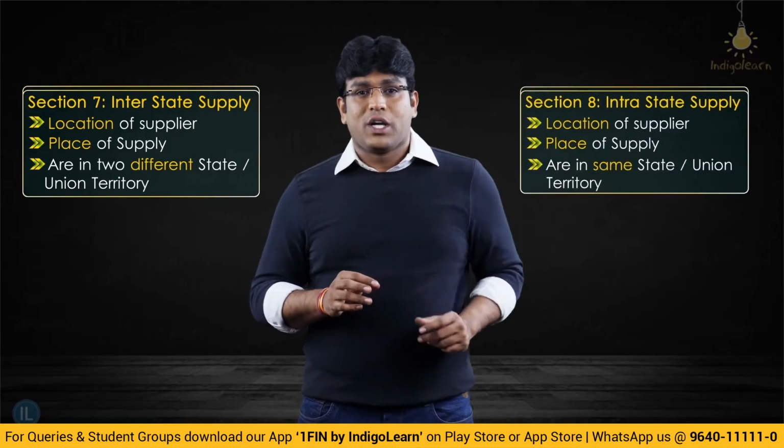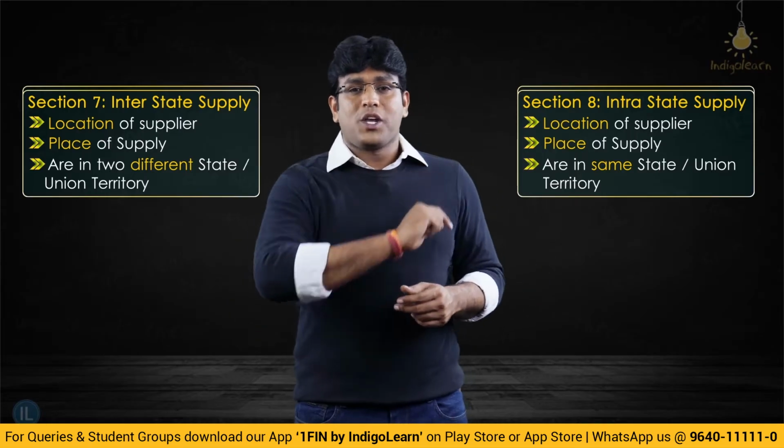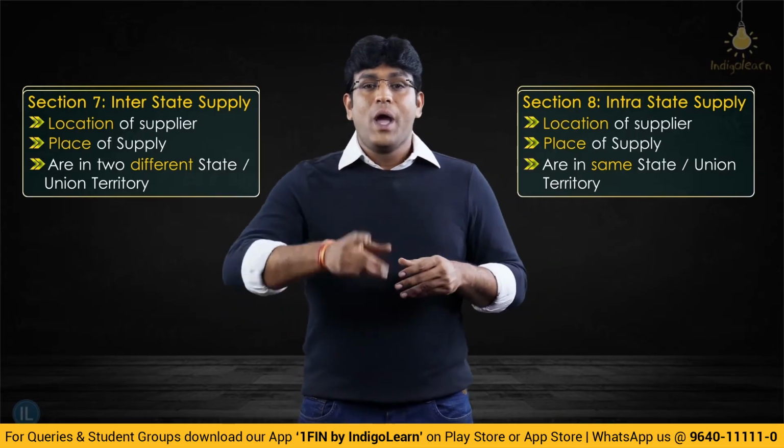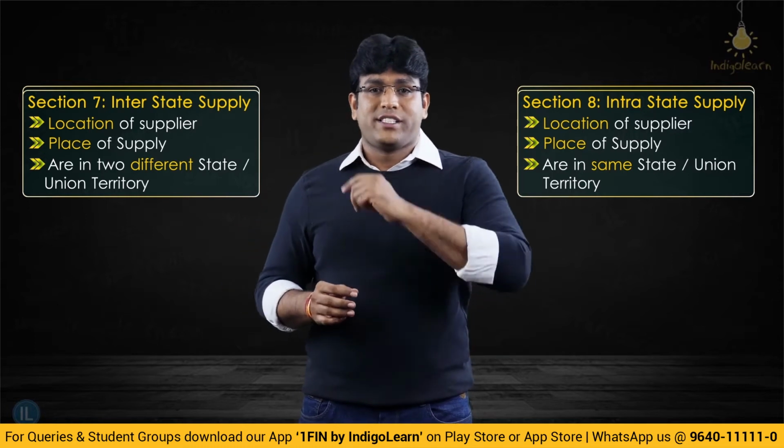Come on friends. Section 7 of IGST Act deals with the concept of what is interstate supply. Section 8 deals with the concept of what is intrastate supply. And I clearly told you that if the location of supplier and the place of supply both are in two different states or UT, it is regarded as interstate supply.